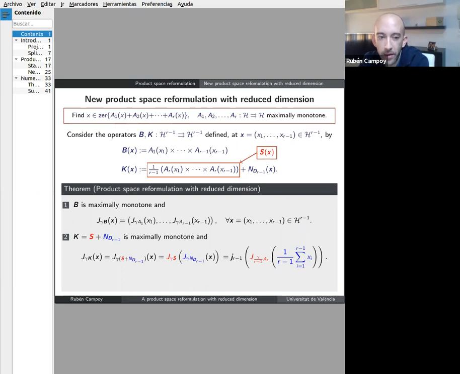And finally, we need the equivalency of the formulations. Again, the set of zeros of B plus K can be identified with the set of zeros of the original sum.